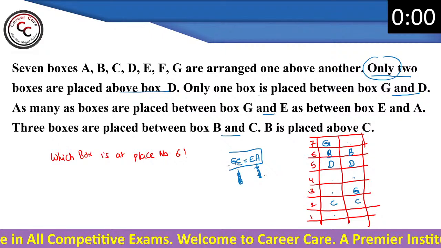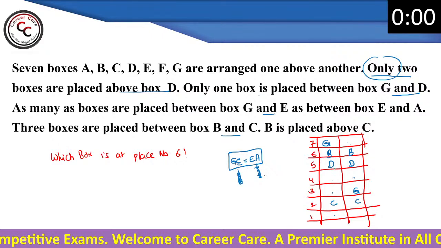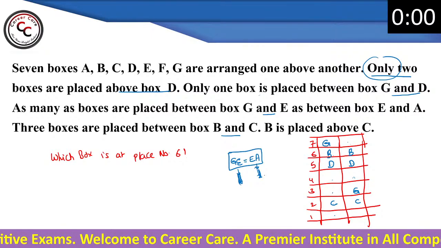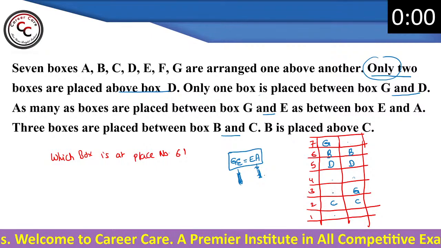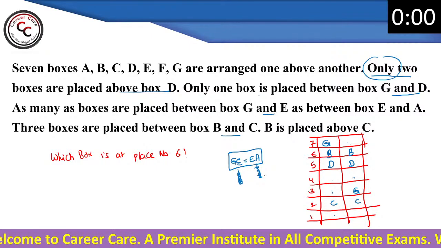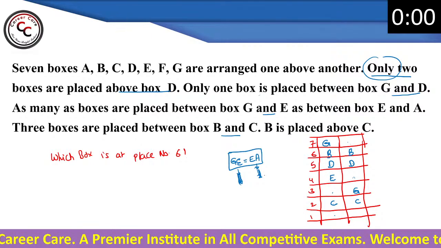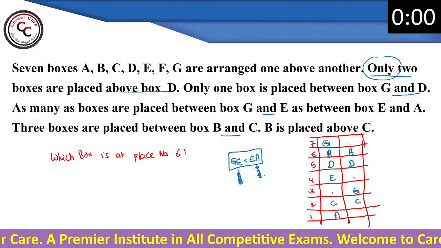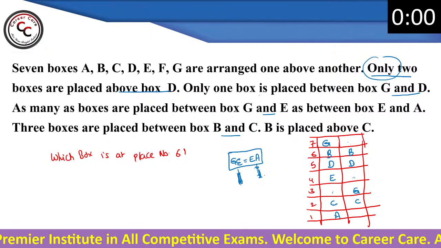Why? Because this is the only point. The number of boxes between G and E is equal to the number of boxes between E and A. Right? For example, if I put G, 1, 2, 3, E, then E, 1, 2, 3, A, no chance. So G, 1, 2, E, if I put here, E, 1, 2, here you can fill with A. Simple. Right? My first possibility is almost finished.